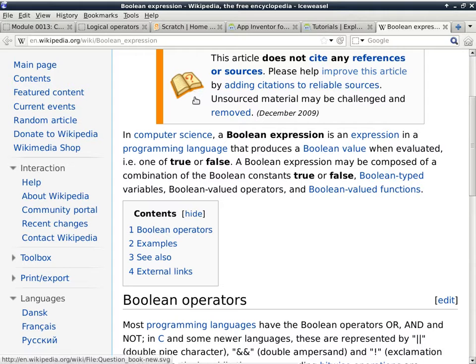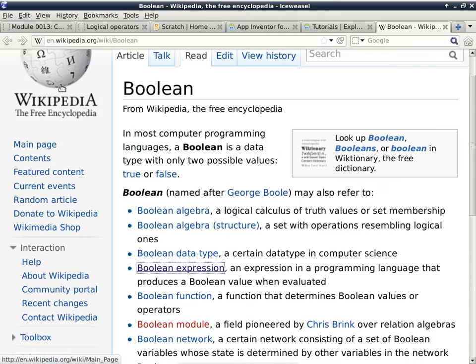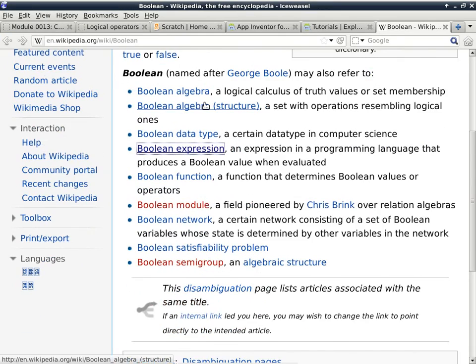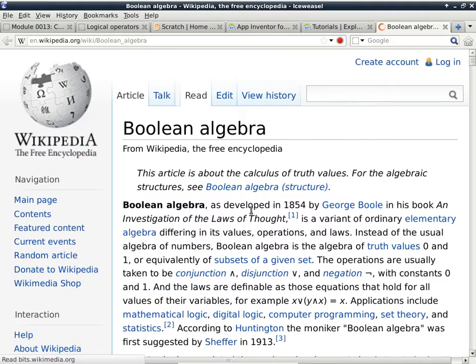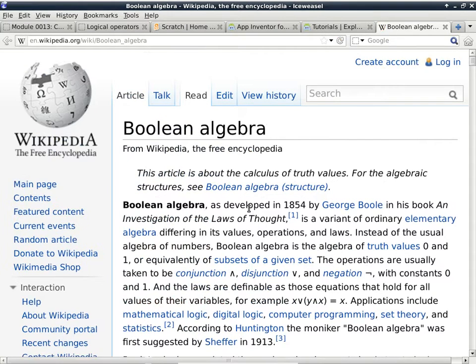The reason why it has a fancy name of Boolean instead of true false has to do with the person who came up with Boolean algebra. So when you click on Boolean algebra, you will see that Boolean algebra was developed by George Boole in his book An Investigation of the Laws of Thought. So it's not even mathematics. They don't call it logic. It's really just the ability to work with values of true and false, and how to combine those things and think in a logical way.